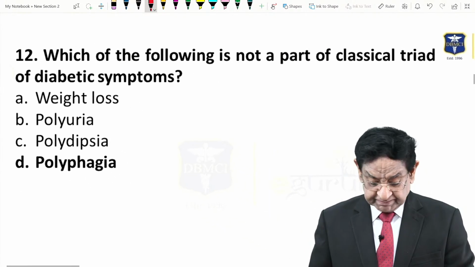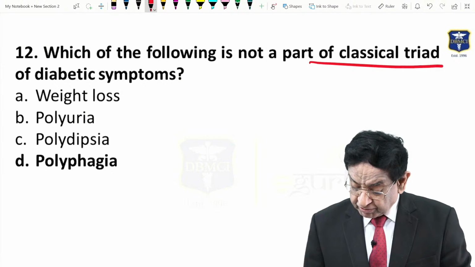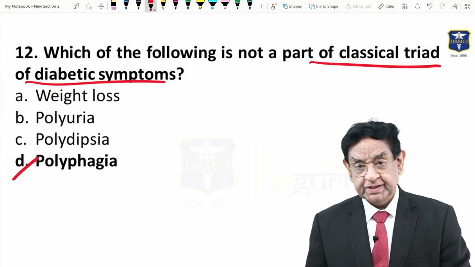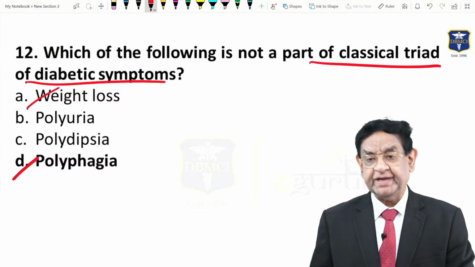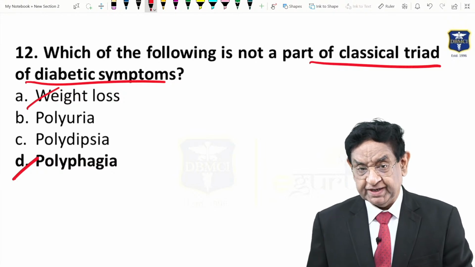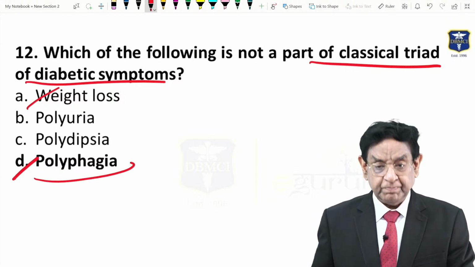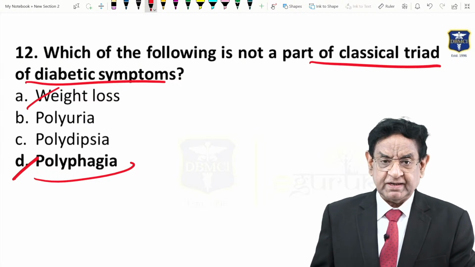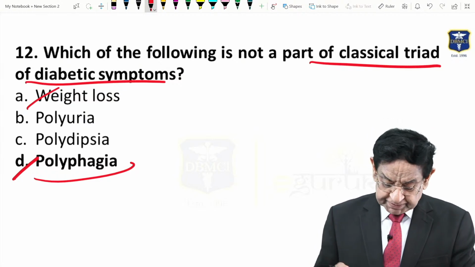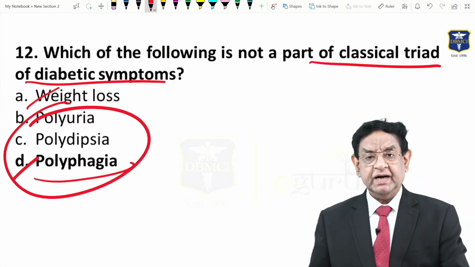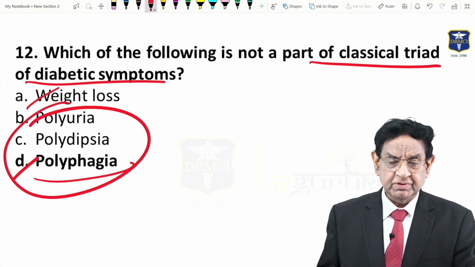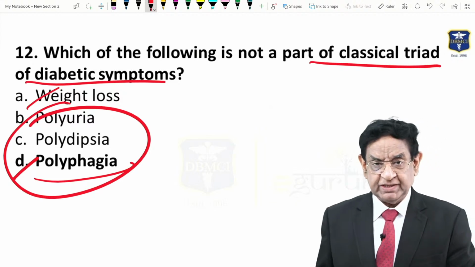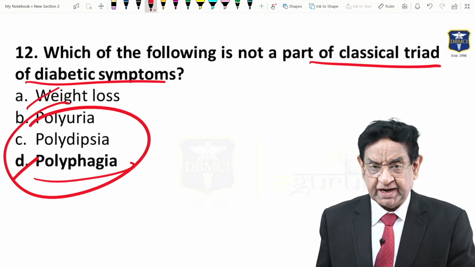Now a very simple question. Which of the following is not a part of the classical triad of diabetic symptoms? Well, the answer is polyphagia. Most people go for weight loss. Answer is polyphagia. But you will say, but sir, I remember in my classes I was taught the classical triad is polyuria, polydipsia, polyphagia. I can show you, it is written in Robbins also, but that is written wrongly. You can very well see Harrison 20th edition, it is given there, classical triad.